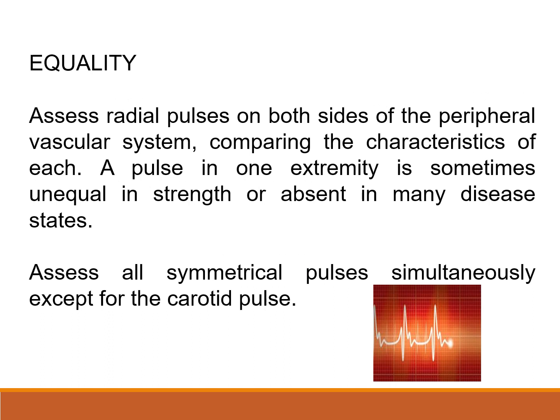The last characteristic of a pulse is equality. We assess radial pulses on both sides of the peripheral vascular system, comparing the characteristics of each pulse. A pulse in one extremity is sometimes unequal in strength or absent in many disease states. Assess all symmetrical pulses simultaneously except for the carotid pulse. Never measure the carotid pulses simultaneously because excessive pressure occludes blood supply to the brain.